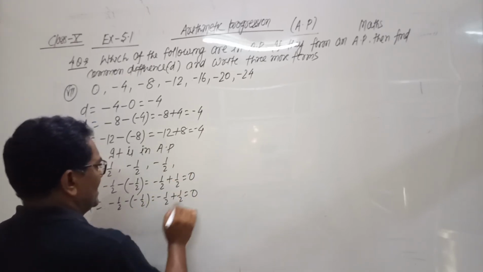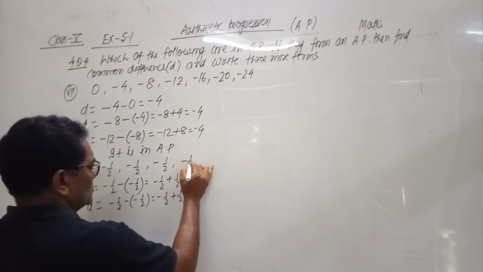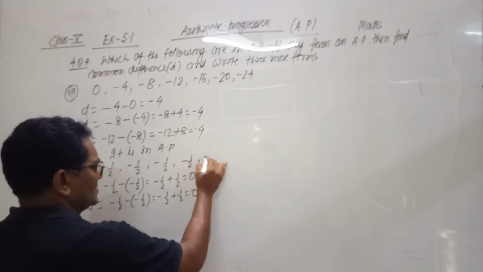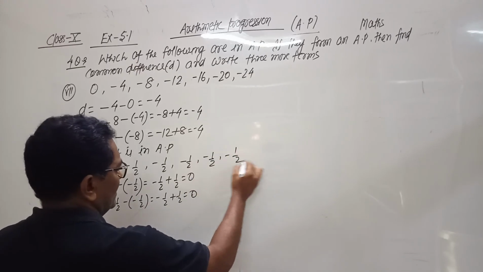So for finding the next term, we add 0 to minus 1 by 2. So minus 1 by 2, again add 0, minus 1 by 2, again add 0, we get minus 1 by 2.